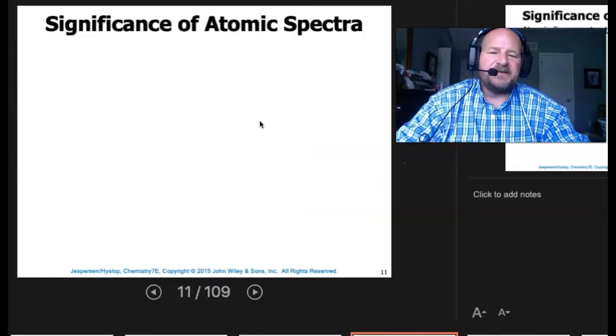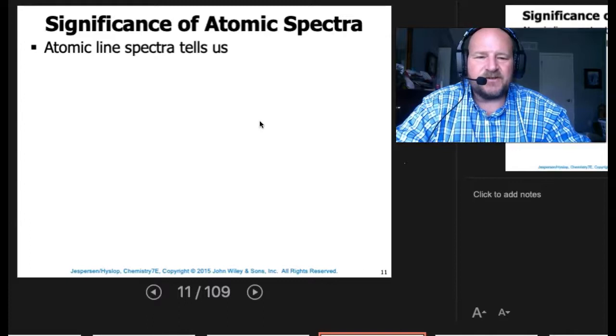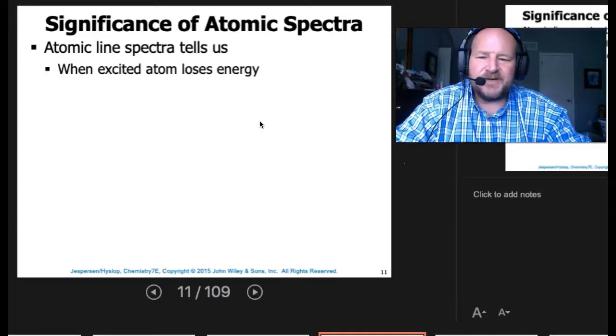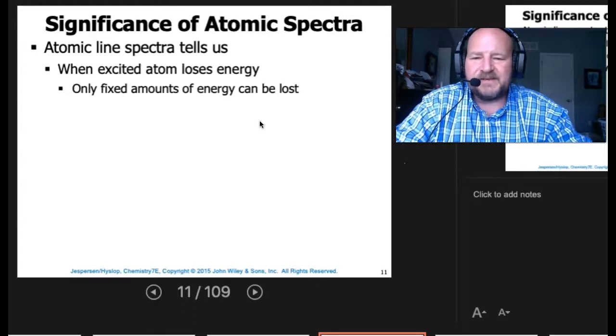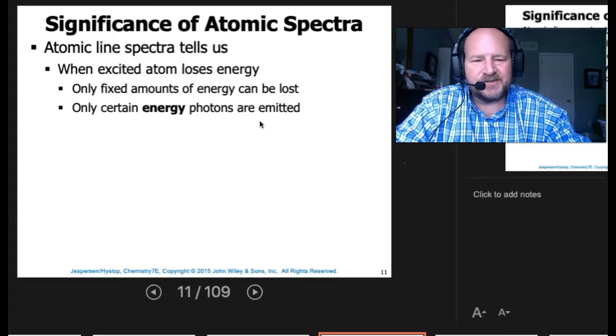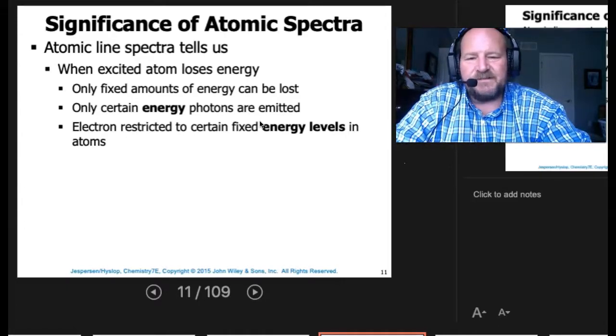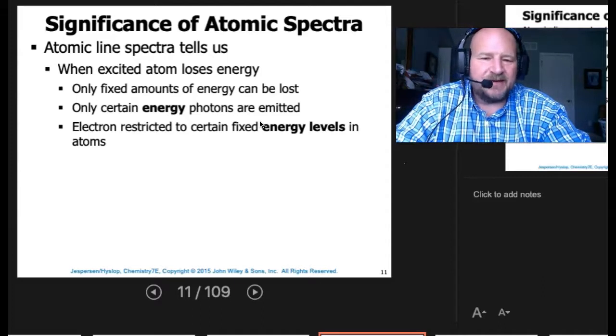All right, so what's the significance of being able to use the Rydberg equation and all that good stuff? Well, the atomic line spectra is going to tell us when excited atoms lose energy. Now, only a fixed amount of energy can be lost, and that means only certain photons are going to be emitted. So an electron is restricted to certain fixed energy levels in atoms.